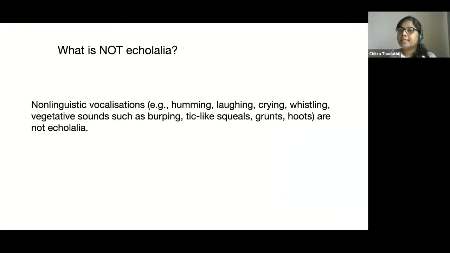So the child is humming, laughing, crying, whistling, or making sounds like burping, tickling, tic-like squeals, or screaming, grunting, hooting, all of this which has no linguistic component or language component or a true word in it, they are not echolalia. Okay, these are not echolalia, and we don't treat non-linguistic vocalizations the same way as we do echolalia. In fact, the word treatment to echolalia in itself is not right. It's more to do with managing echolalia.